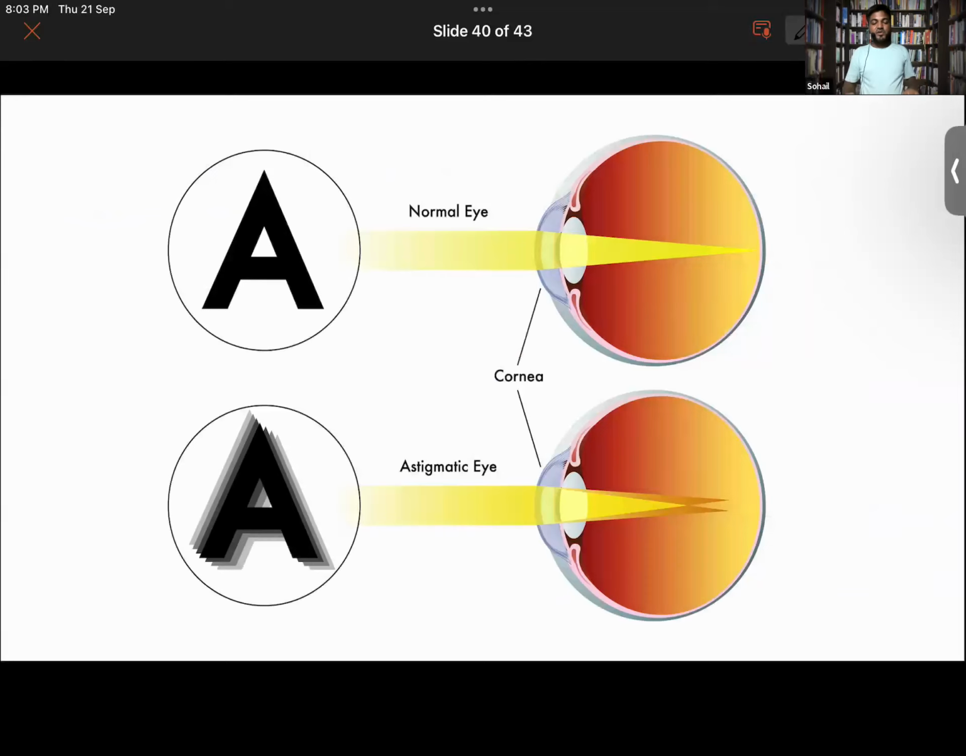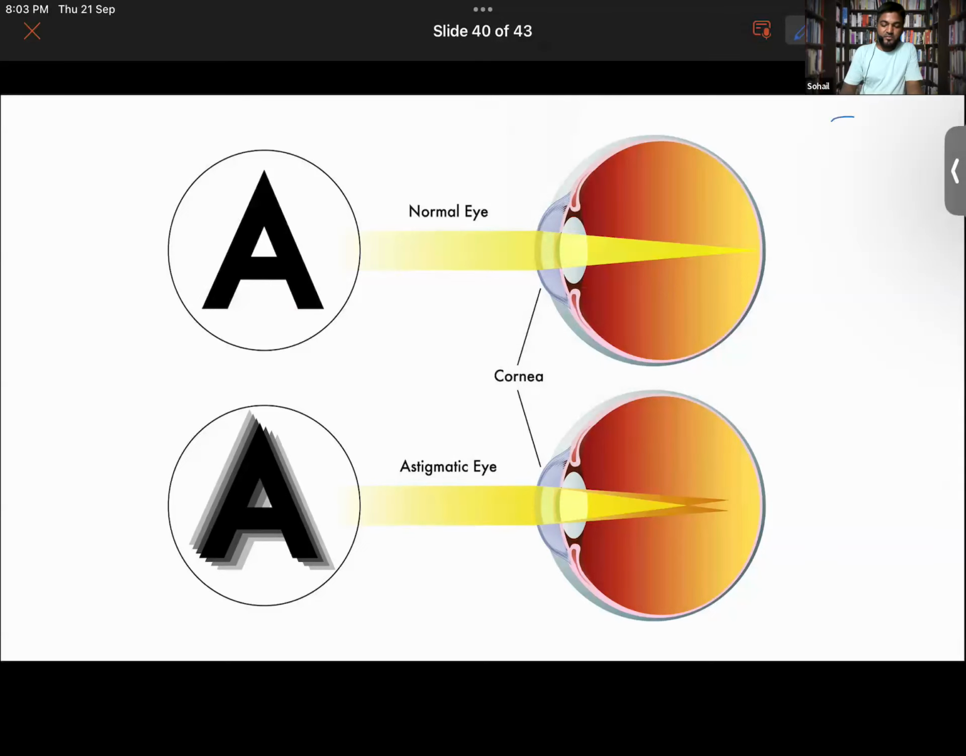Okay. Now next you have got astigmatism. Now in astigmatism, what happens? If you were to see the two images here. Yeah. This is a letter A here. The person here with the normal eye will be seeing this letter A very clearly. While the person suffering from astigmatism will have a vision like this. Why does it happen? Because the curvature of the cornea is not uniform.